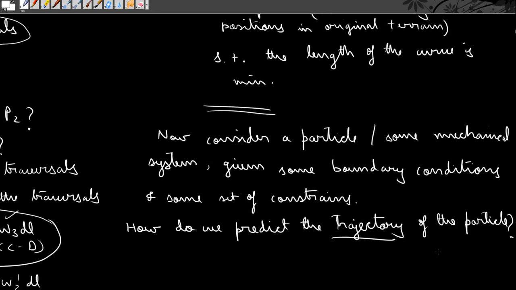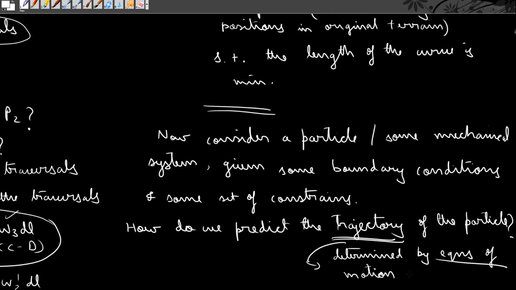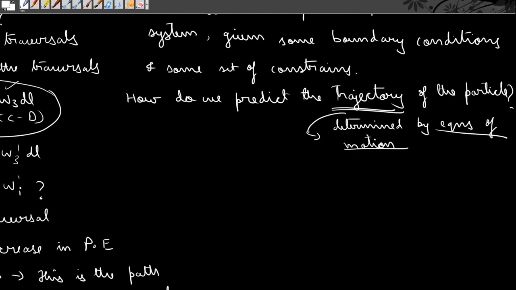Now we know already that this trajectory is determined by the equations of motion. But how do we get these equations of motion? That is the question we are trying to answer. So what is the basis, or what makes the system or particle follow these equations of motion? And that is what we are going to try to answer using the principle of least action.